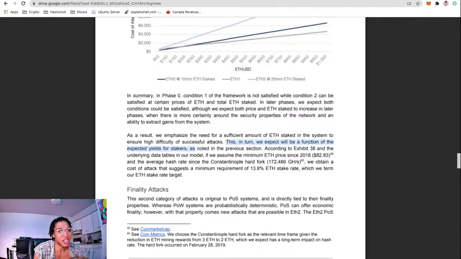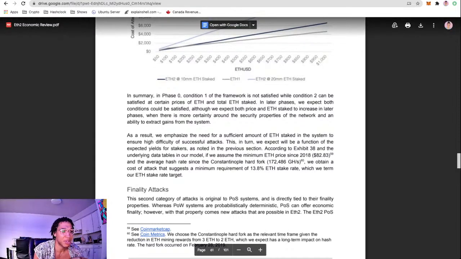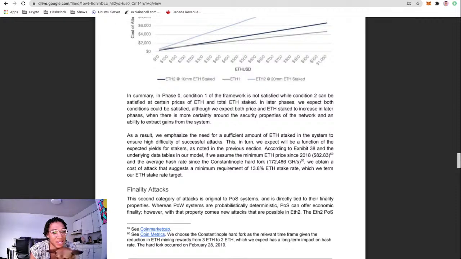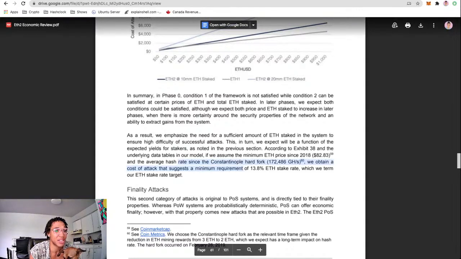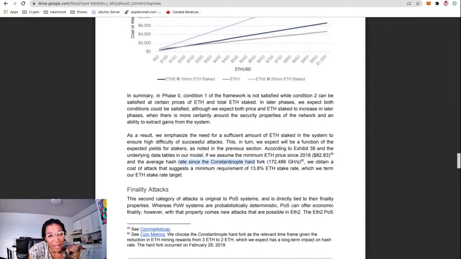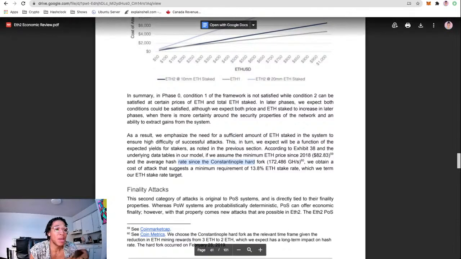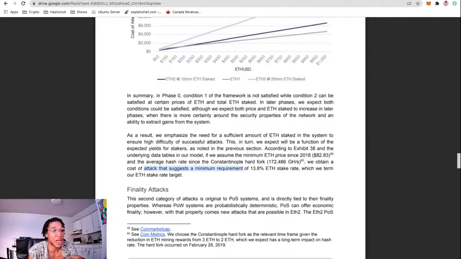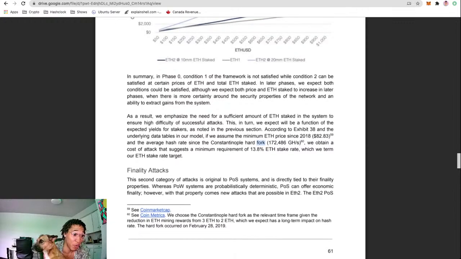As noted in the previous section, according to Exhibit 38 and the underlying data tables in our model, if we assume the minimum ETH price since 2018 was $82, and the average hash rate since the Constantinople hard fork was 172,000 gigahashes per second, we obtain a cost of attack that suggests a minimum requirement of 13.8% ETH stake rate, which we term our ETH target take rate. So again, they're just taking general averages and saying that if 13.8% of total ETH is staked, we're looking at a pretty secure network, and that's what we're going for.